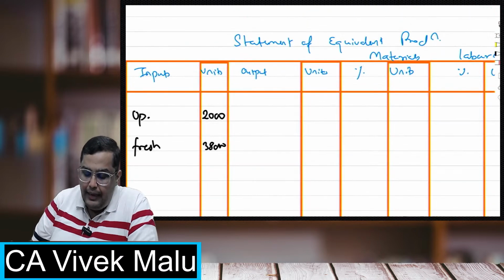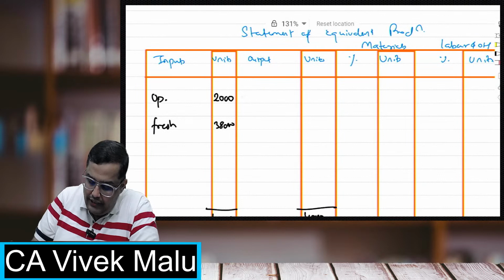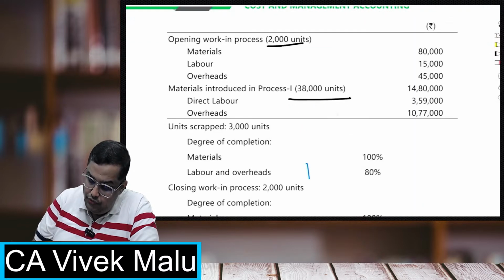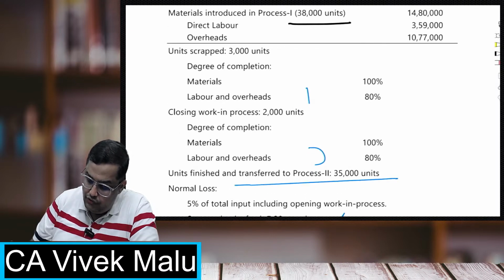Now, because I'm doing an average method, what will I do? Units completed and transferred to the next process. How many were completed and transferred to the next process? Units finished and transferred were 35,000 units.